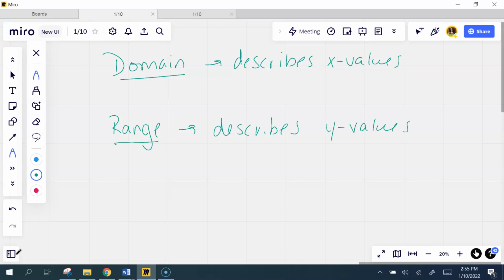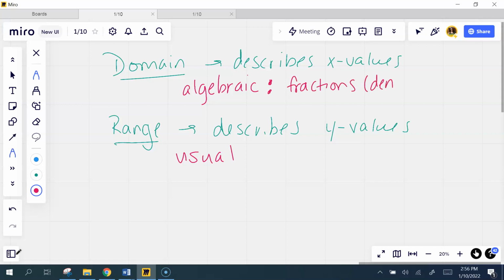Now, range we're going to look at visually, and we are going to decide from the graph what the range is going to be. But for the domain, we're going to take a little more algebraic approach. For the parabolas and quadratic functions that we're doing right now, we're not really going to have any domain restrictions, but things that we're going to be looking for in the future are going to be fractions, because denominators cannot be 0.